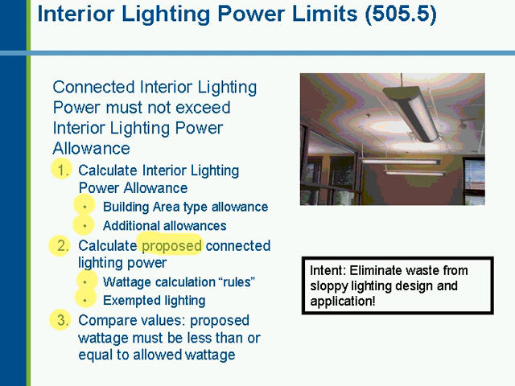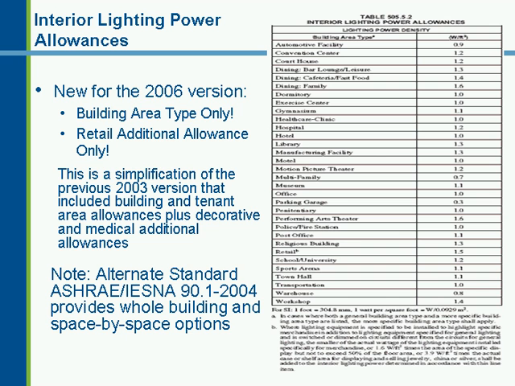The intent here, of course, is to eliminate waste from sloppy lighting designs and applications. A lot of designs have simply been done a certain way for a long, long time based on old requirements or old norms, and the code wants users and designers to think about their designs and make sure they aren't being sloppy or wasteful. So let's look at the table and what the requirements actually are, what this looks like.